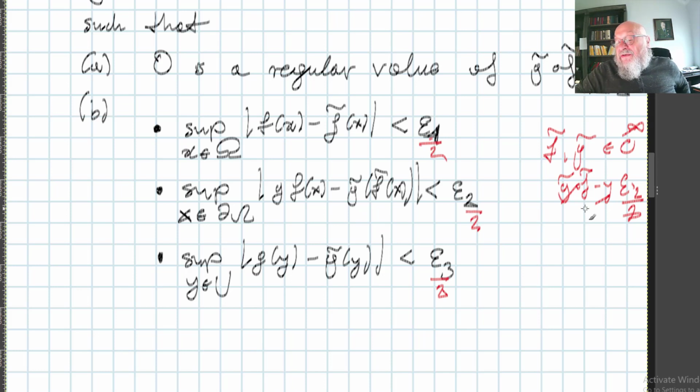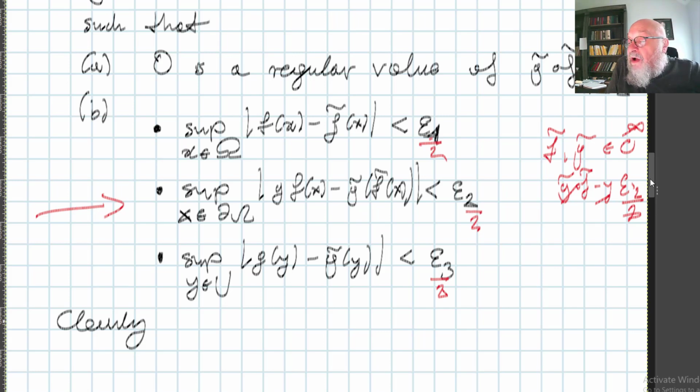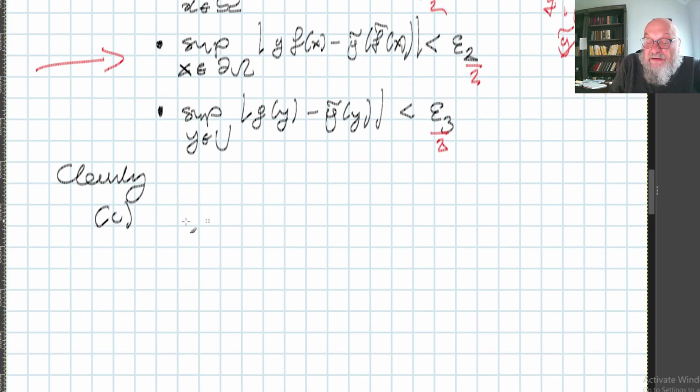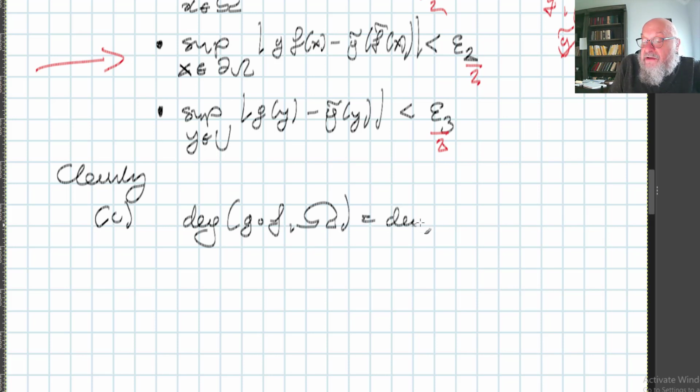So that's how it is. And since we have chosen conditions 1, 2, and 3, you can see immediately that condition B implies, as it is defined, that clearly we also have the property that the degree of G composed with F on omega is exactly the degree of G tilde composed with F tilde on omega.